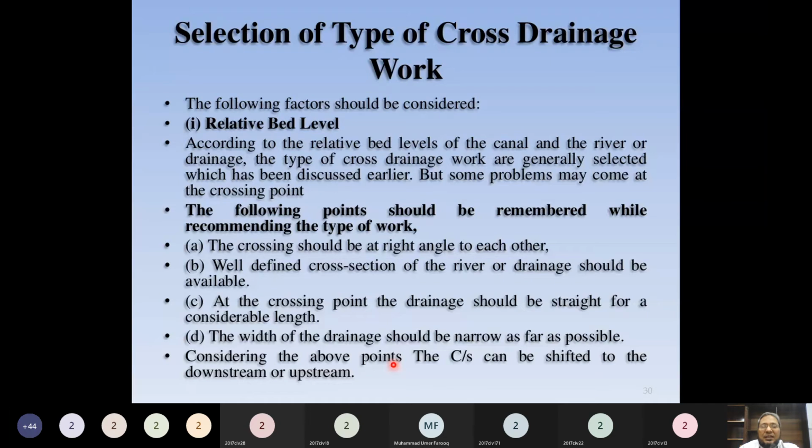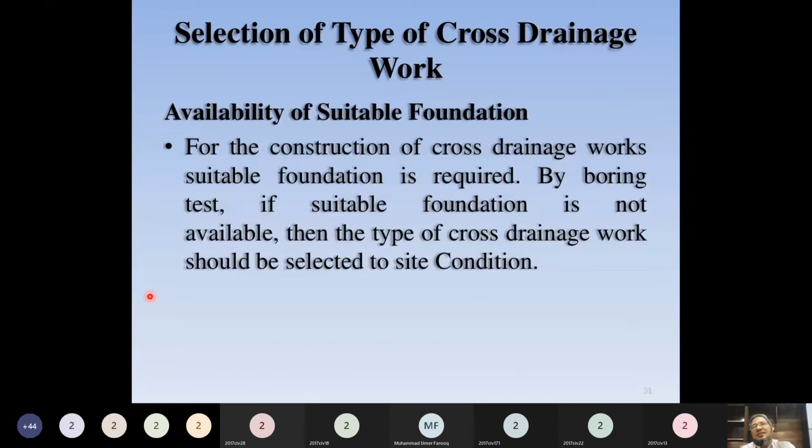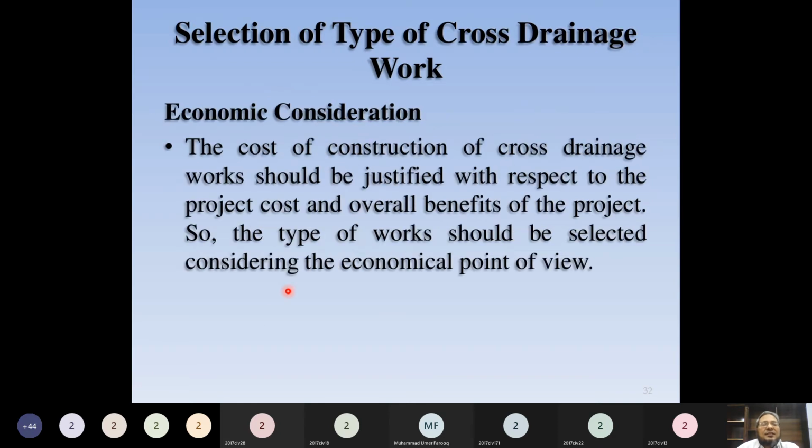So considering the above points, the cross drainage structure can be shifted to downstream or upstream. अगर हमें किसी एक खास जगह पे ऐसी चीजें नहीं मिल रही, we can slightly shift. And these again, the selection of type of cross drainage works में जो availability of suitable foundations है, this already we have discussed. Economic considerations we have already discussed कि जो most economical solution होगा that we will provide.